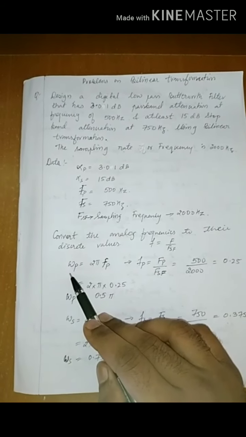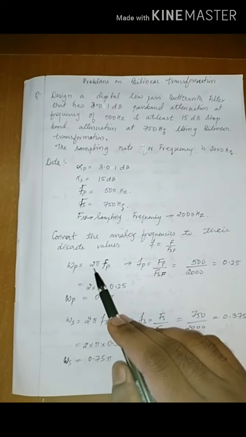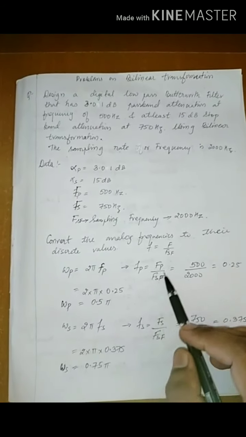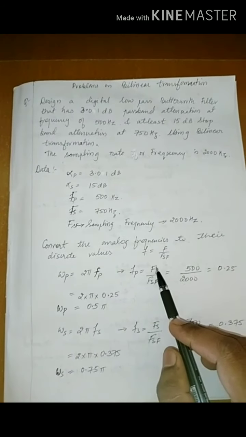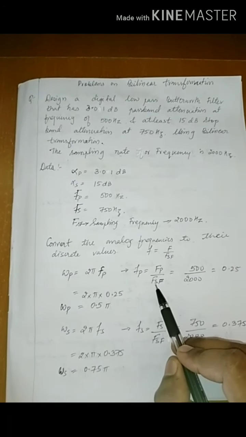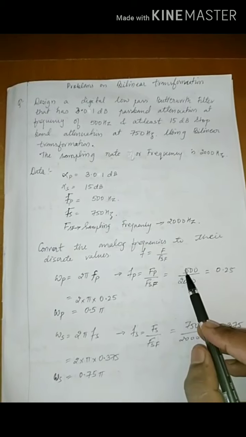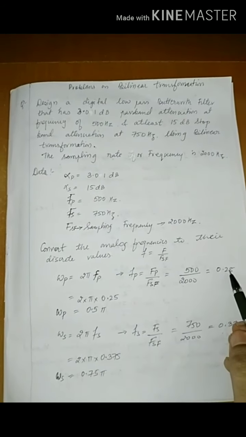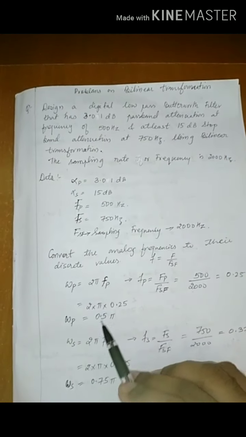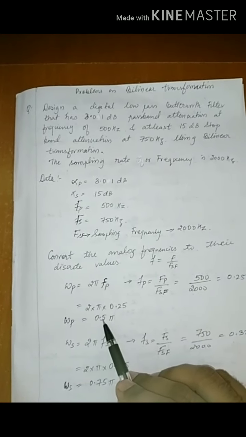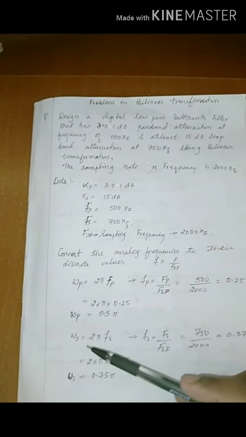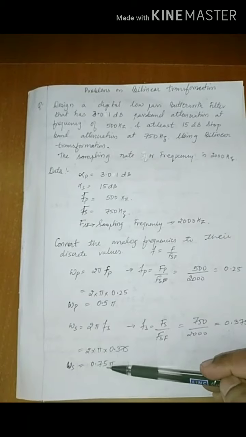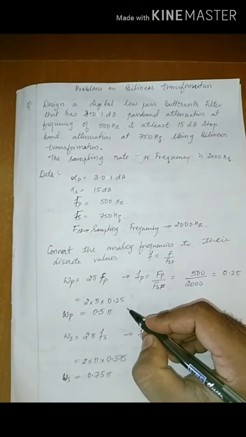Now omega p, which is a digital frequency, is given by 2 pi fp. So fp can be written as capital Fp by Fsf. Substitute the value of Fp as 500, Fsf as 2000, and you get the value of 0.25. Substitute the value of fp here and you get the value of omega p as 0.5 pi. Similarly, you are going to calculate the value of omega s. Now these values, omega p and omega s, are in radians.